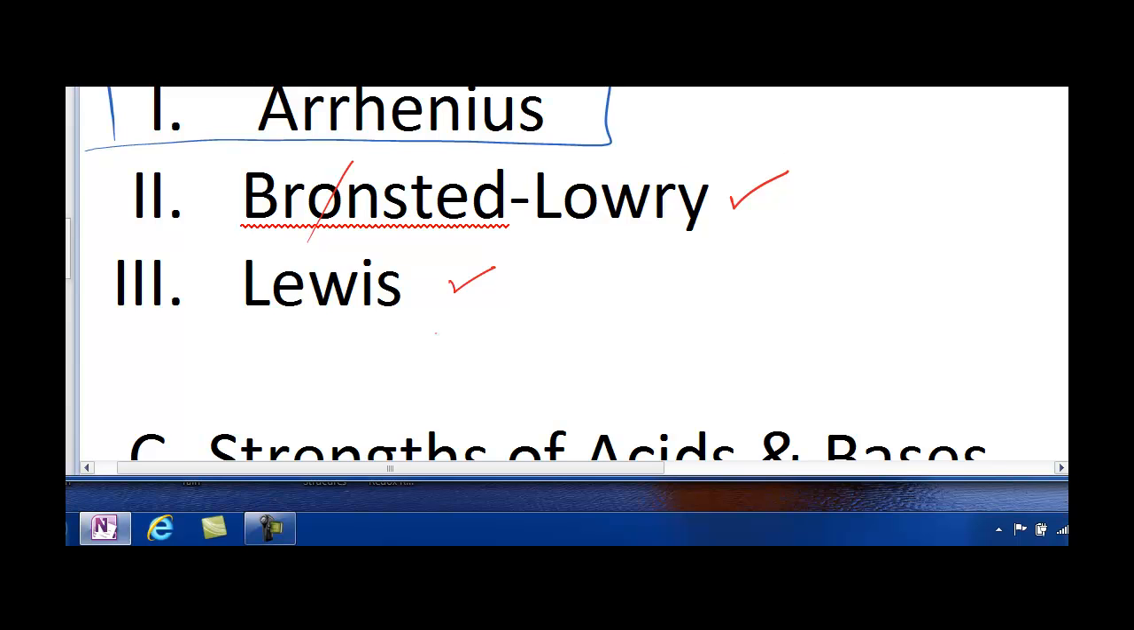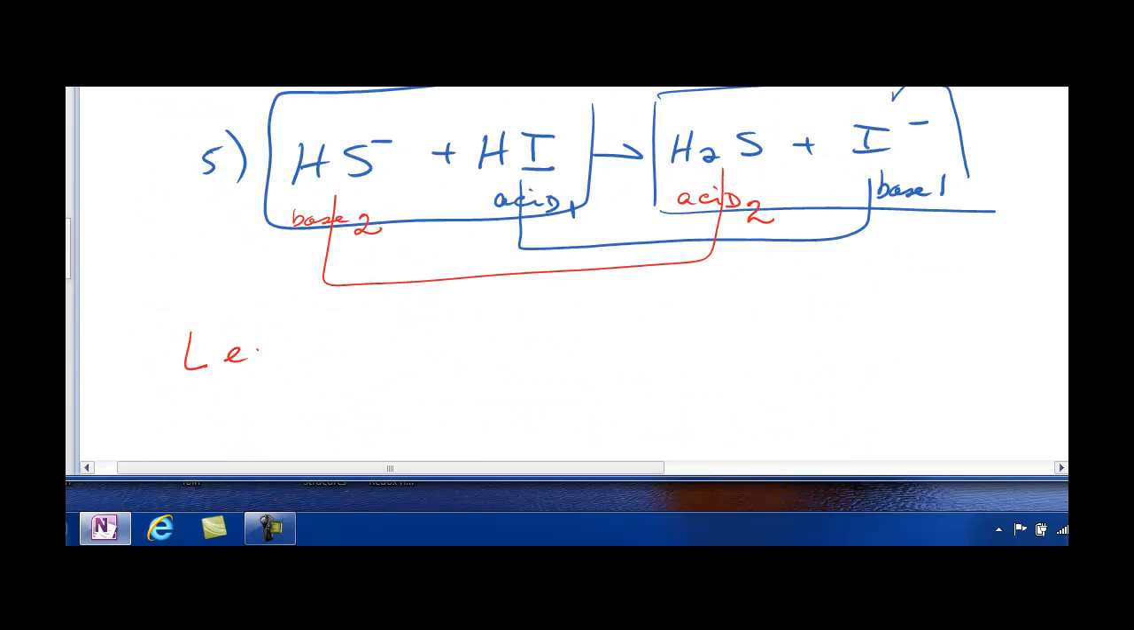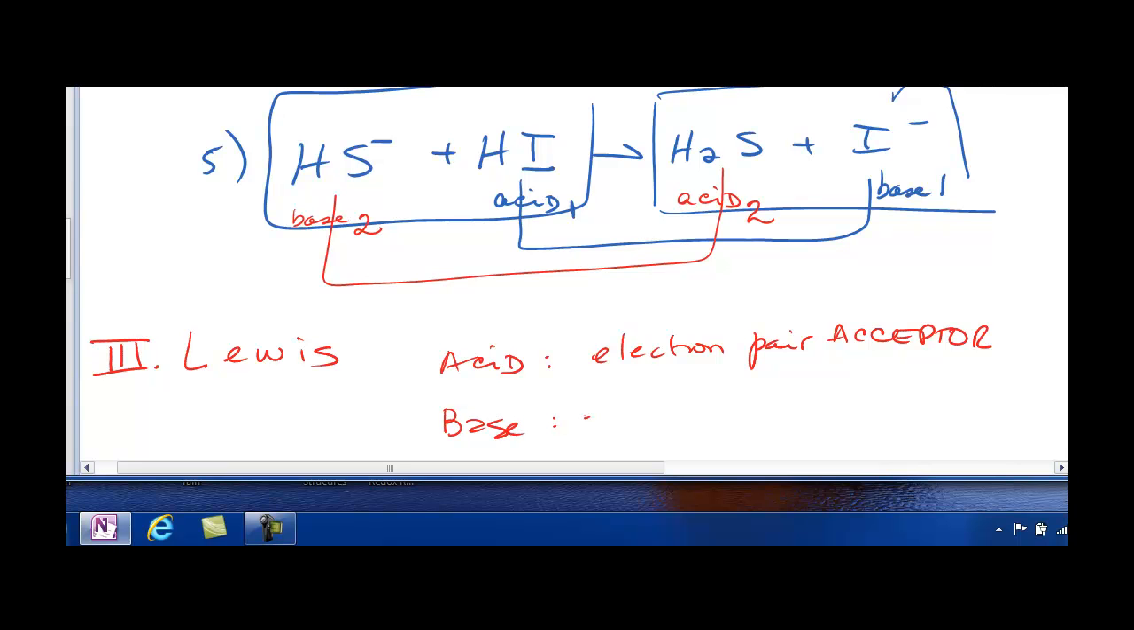Lewis is the most general theory of acid bases. Lewis defines an acid in the most comprehensive way. It says that an acid accepts an electron pair. It's an electron pair acceptor. And a base would be what? An electron pair donor.